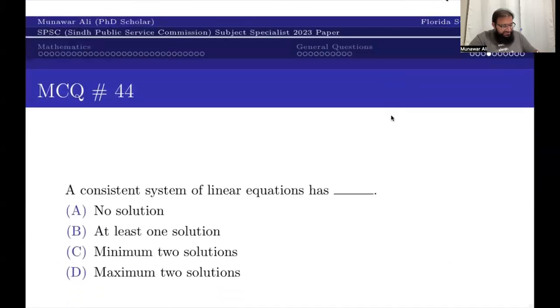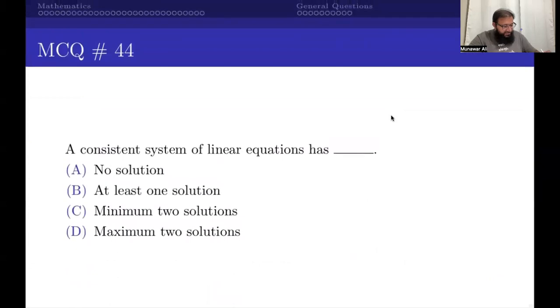Okay, so next MCQ is 44, which says that a consistent system of linear equations has... So a consistent system is a system having some sort of solution. It can be one solution or more than one, but it should have a solution. We are not talking about uniqueness of the solution. It should have at least one solution. So first option, no solution, is not the correct option.